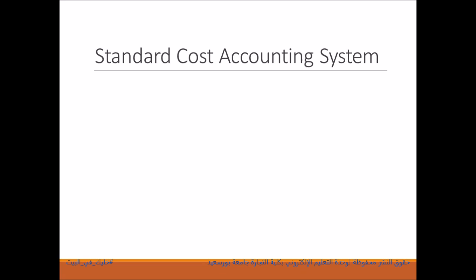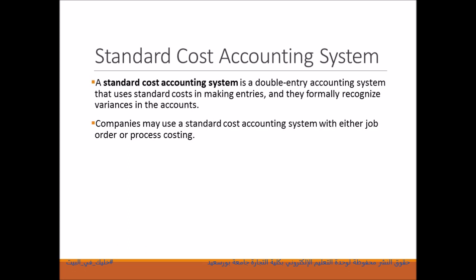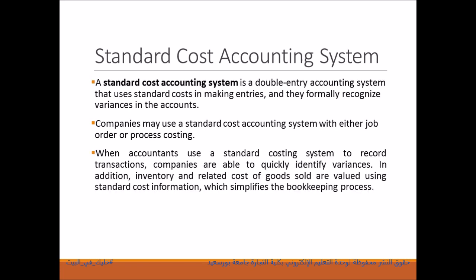Now we will explain the standard cost accounting system. It is a double entry accounting system that uses standard costs in making entries and formally recognizes variances in the accounts. Companies may use it with either job order costing or process costing. In the previous semester, we have explained the job order costing system. That's why we will combine it with the job order costing system.